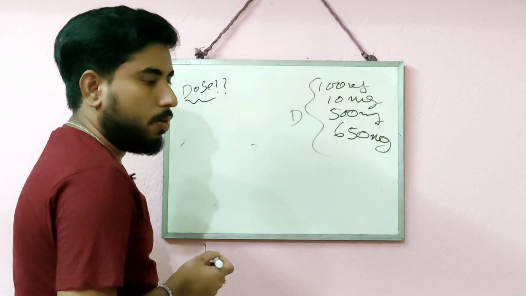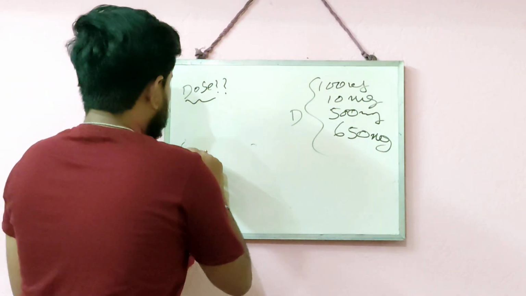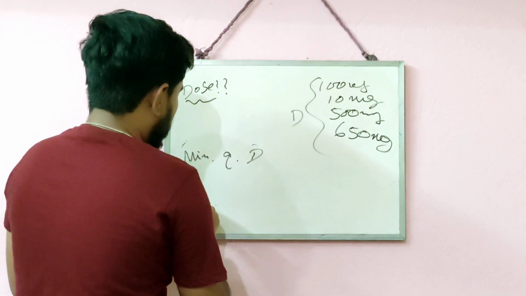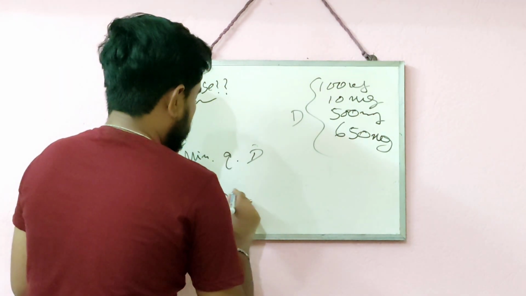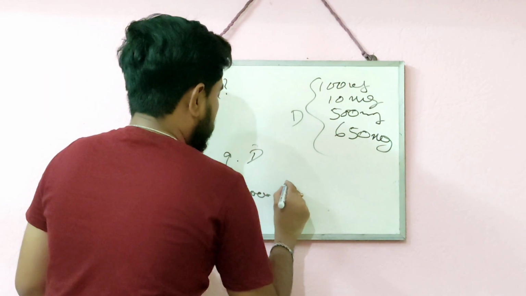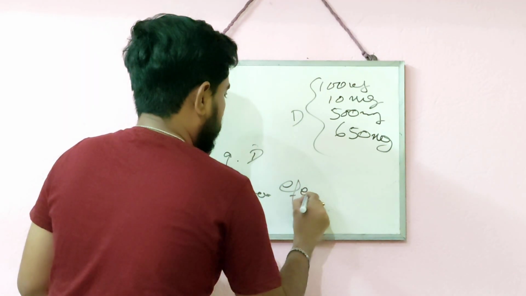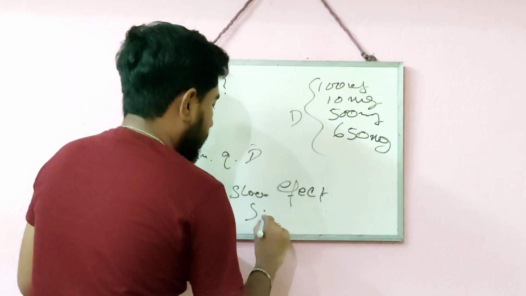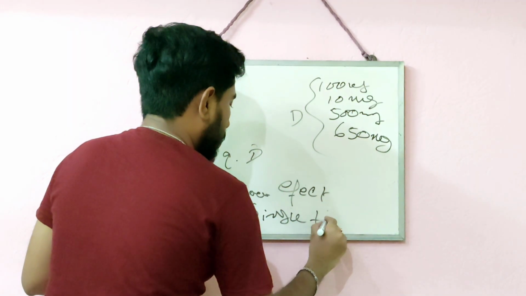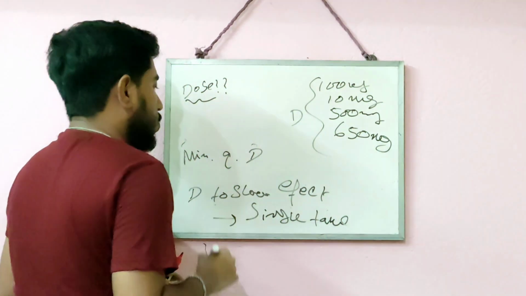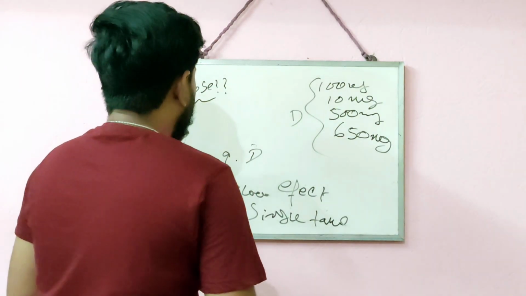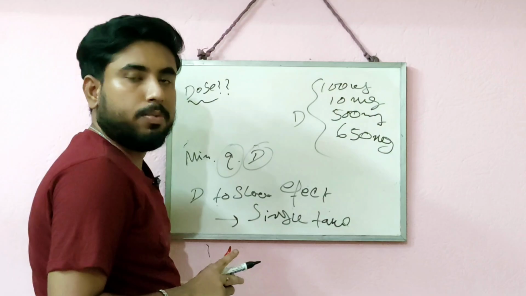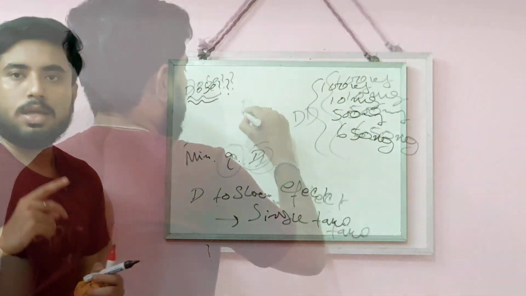So what is the definition of dose? Dose is the minimum quantity of drug that is required for a drug to show its effect, that we have to take in a single take. Dose is the minimum quantity of drug that is required to be administered into our body.